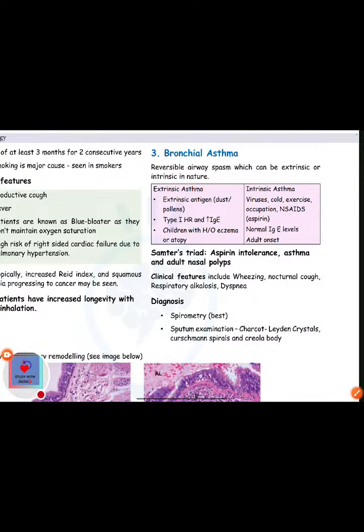Talking about Samter's triad: aspirin intolerance, asthma, and adult nasal polyps. Features include wheezing, nocturnal cough, and dyspnea with respiratory alkalosis. So Samter's triad is aspirin intolerance, asthma, and adult nasal polyps.